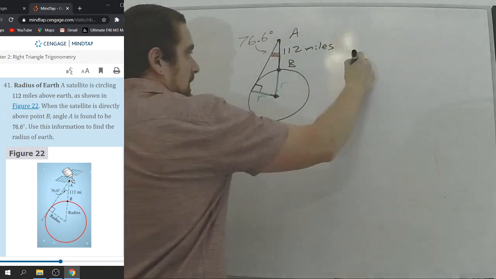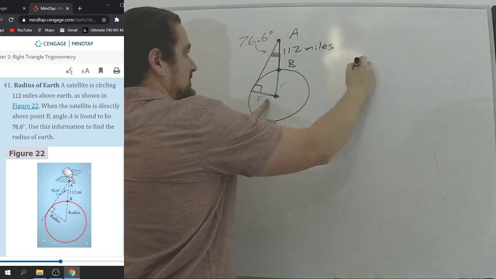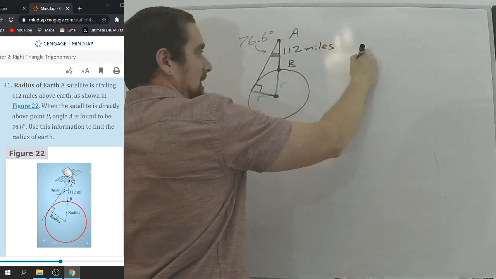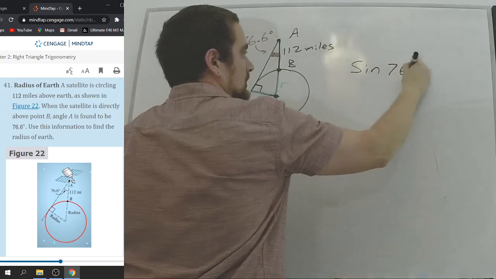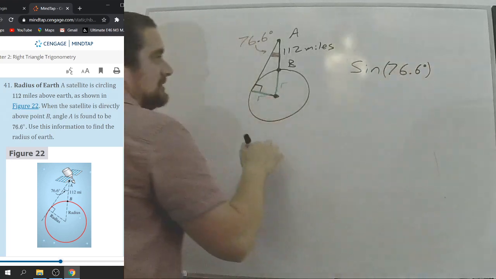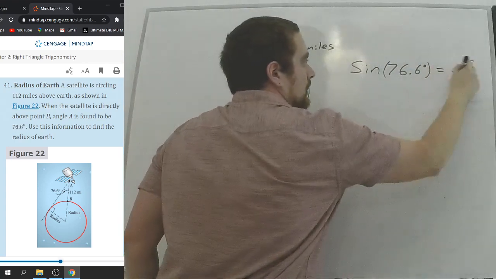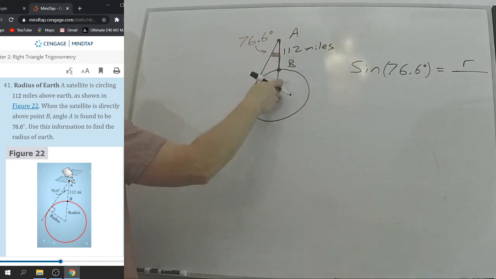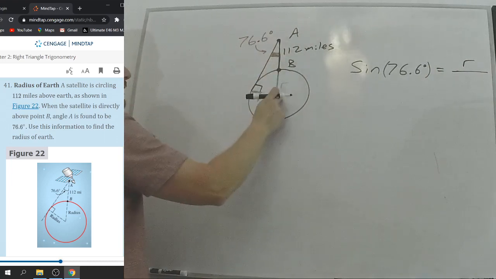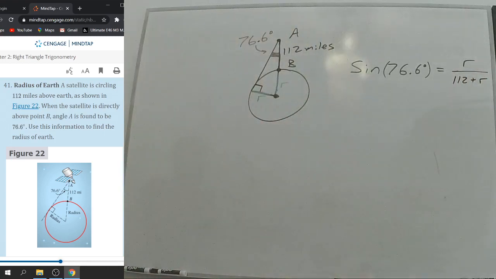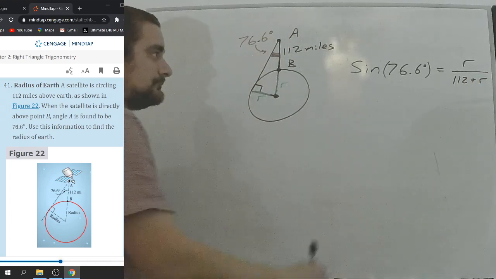But make sure that you see the hypotenuse as the entire length from A all the way to the center. That means when I look at this, I can say that if I've got an opposite side from that angle, 76.6, and a hypotenuse, I'm looking at the sine function. If I take sine of 76.6 degrees, it would be the opposite, which is R, over the hypotenuse, the longest side, which would be 112 plus R. It wouldn't just be 112, it wouldn't just be R, it's the hypotenuse, it's the entire length from point A all the way to the center.